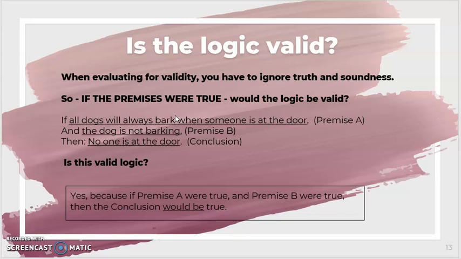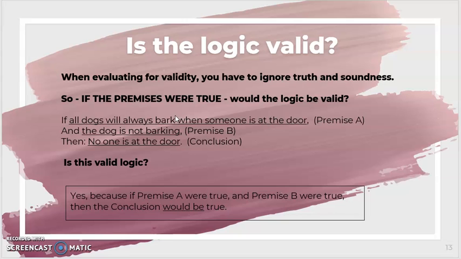I'm not asking you if the premises are true right now. I'm just asking, does this logic hold together if those premises were true? So here's an example. If all dogs will always bark when someone is at the door, and the dog is not barking, then the conclusion is that no one is at the door.